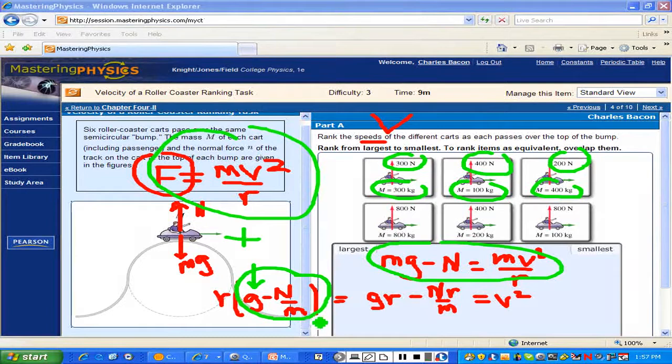Now let's go on to the next one. I'm going to pause, and we'll come back up and take a look at a problem in Chapter 5.